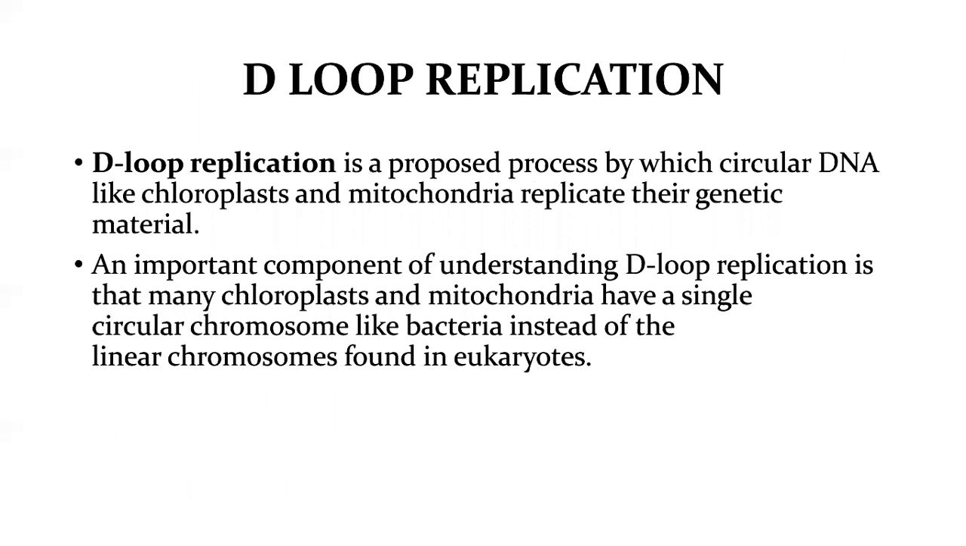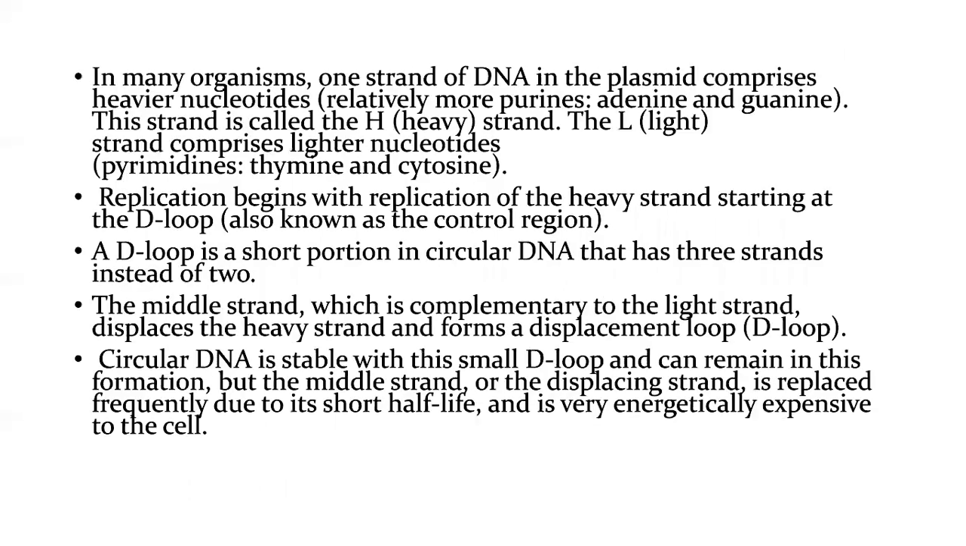The second one is D-loop replication. D-loop replication is the process by which circular DNA like chloroplast and mitochondrial DNA replicates its genetic material. In the D-loop model, in many organisms, one strand of DNA comprises heavier nucleotides, mainly purines, adenine and guanine, and this strand is called the heavy strand or H strand. The light strand or L strand comprises lighter nucleotides, that is pyrimidines, thymine and cytosine.